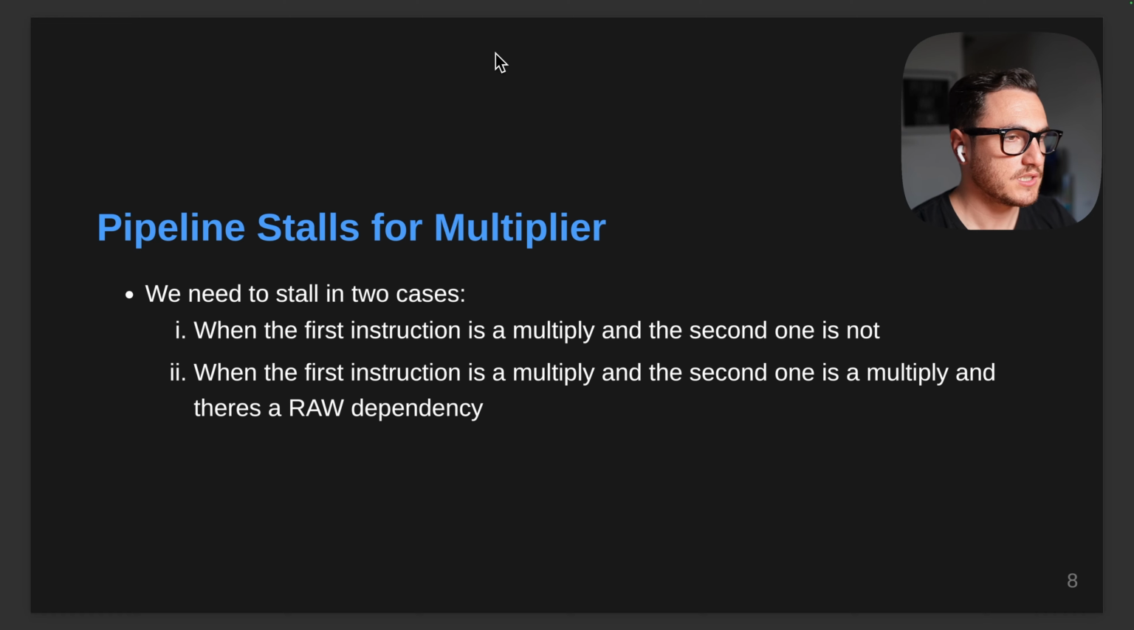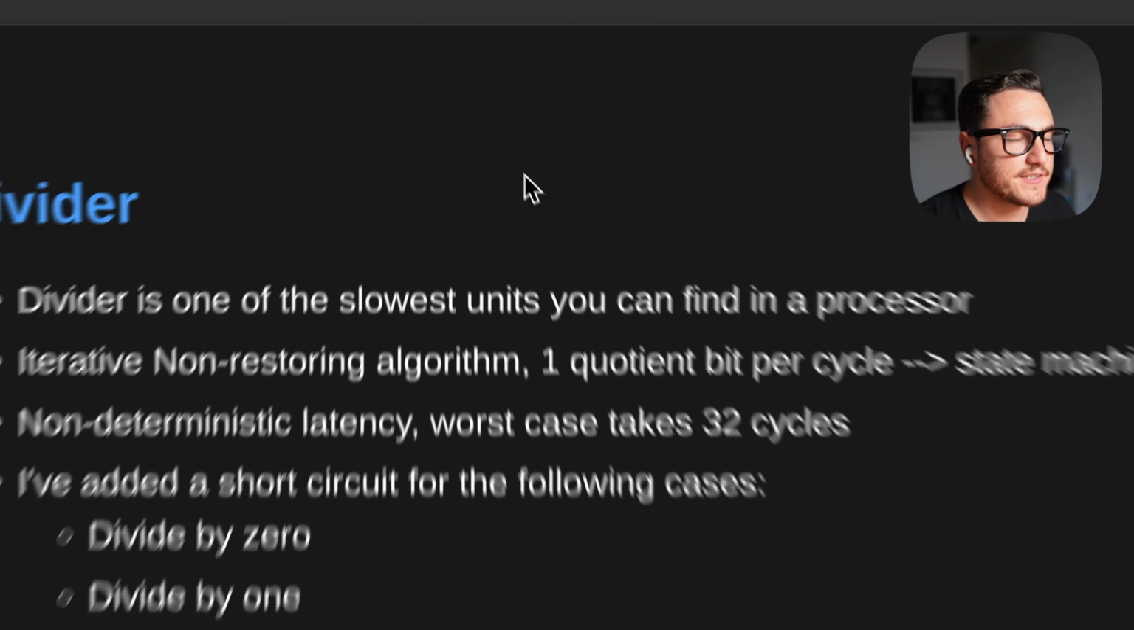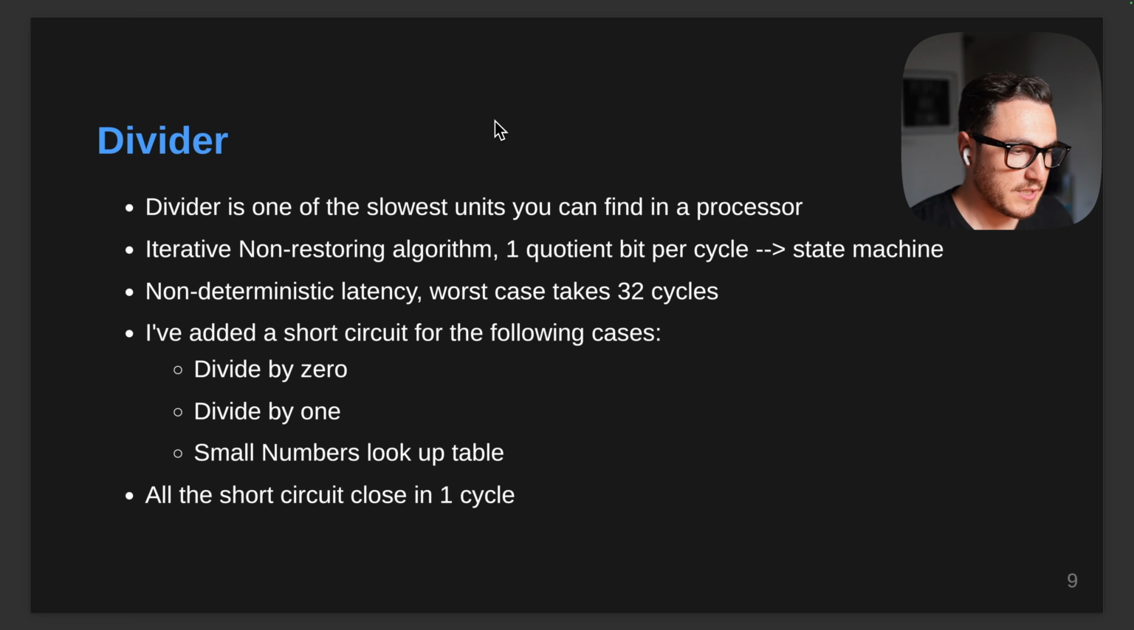Now, the divider, in principle, is extremely simple as an algorithm. We take one bit of quotient per clock cycle, but the problem is that it's one of the slowest units you can find in a processor. The algorithm that we're going to use is an iterative non-restoring algorithm. So it means we calculate one quotient bit per clock cycle. It's a state machine. It's a non-deterministic latency, and in the worst case takes 32 cycles.